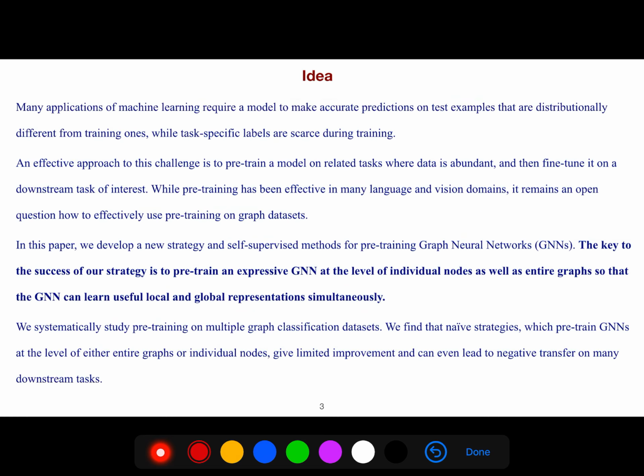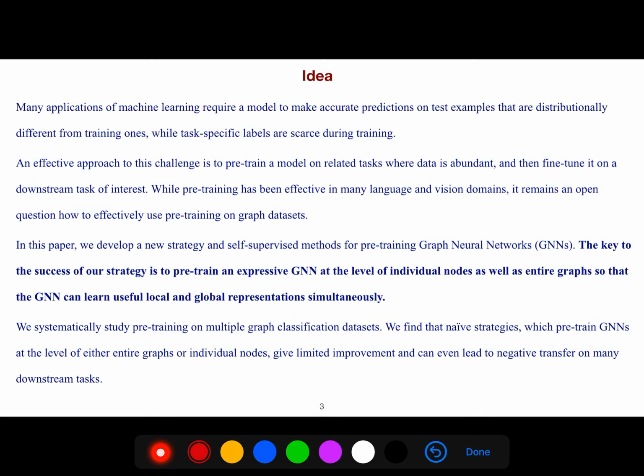Many applications of machine learning require a model to make accurate predictions on test examples that are distributionally different from training ones, while task-specific labels are scarce during training. An effective approach to this challenge is to pre-train a model on related tasks where data is abundant, and then fine-tune it on a downstream task of interest.